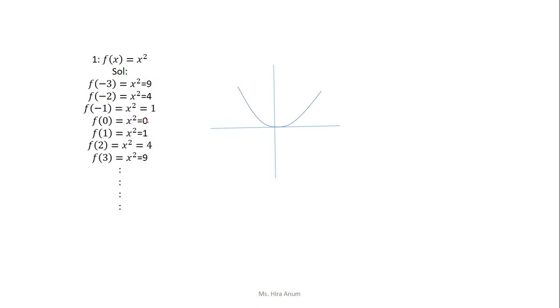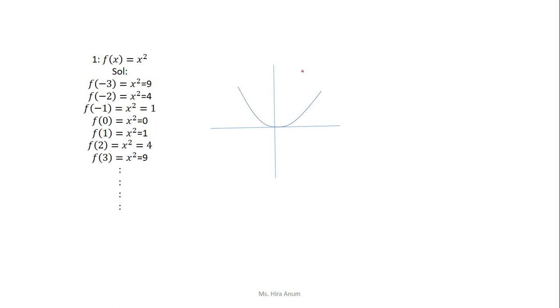F of 0 equals 0. F of 1 equals 1. F of 2 equals 4. F of 3 equals 9. We can take many points. This is our domain. Minus 3 is our domain and 9 is our range. Minus 3, minus 2, minus 1, 0, 1, 2, 3: these numbers are the domain. And these numbers 9, 4, 1, 0, 1, 4, 9 are our range. This is the graph of x squared.